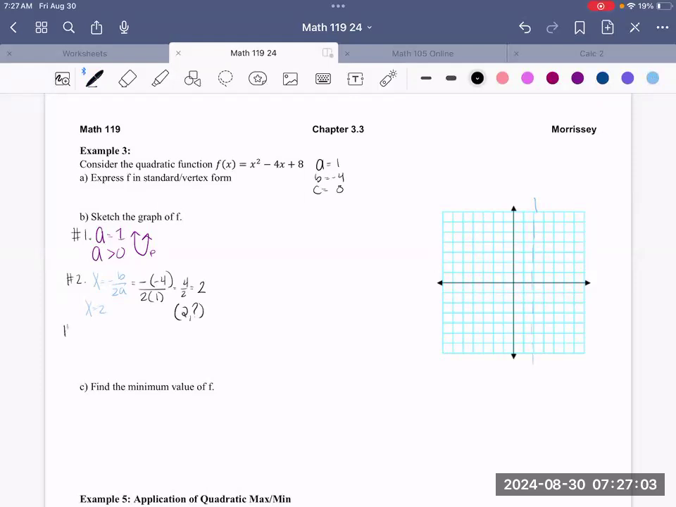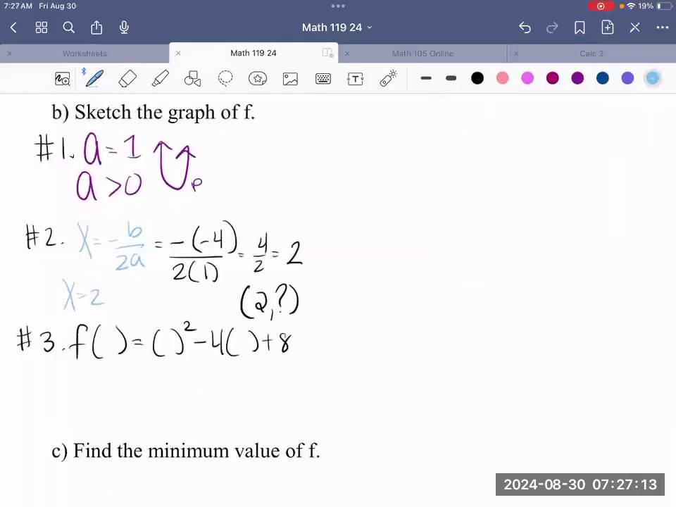So in your coordinate, so far you have 2, and now we need to find your y value. So let's go ahead and plug in your 2 into your equation. 4 minus 8 plus 8, so 4. So we have the point 2, 4 to be your vertex.